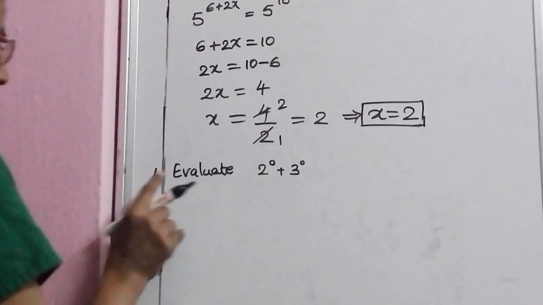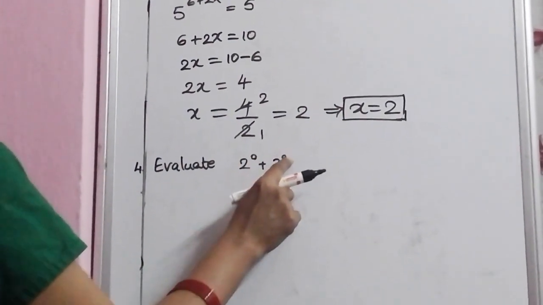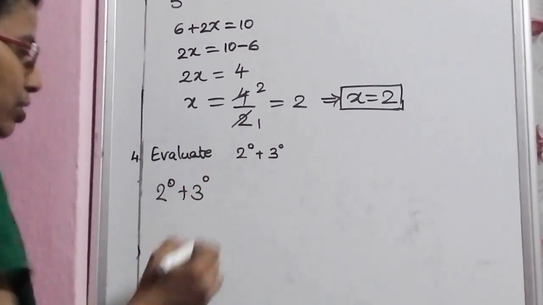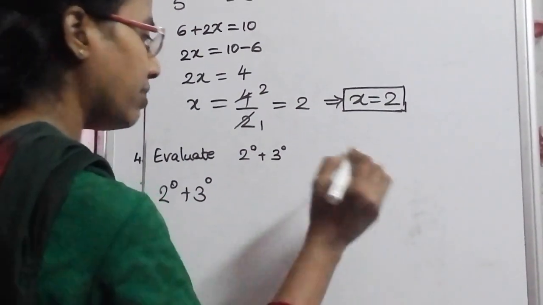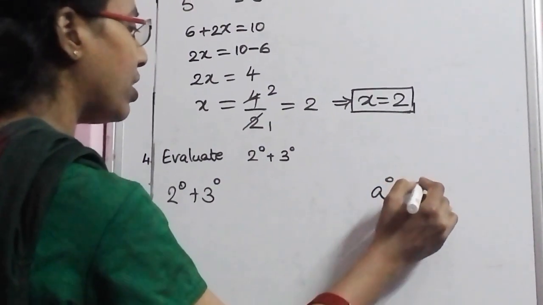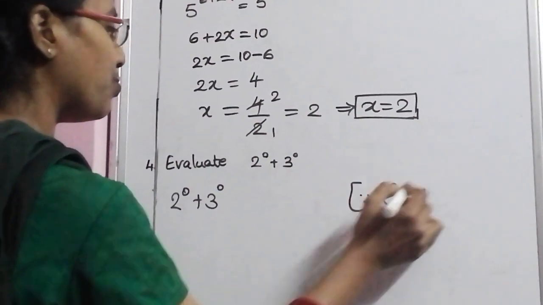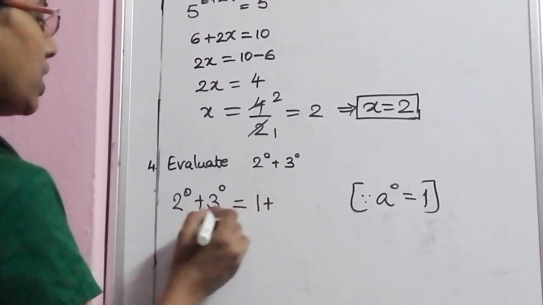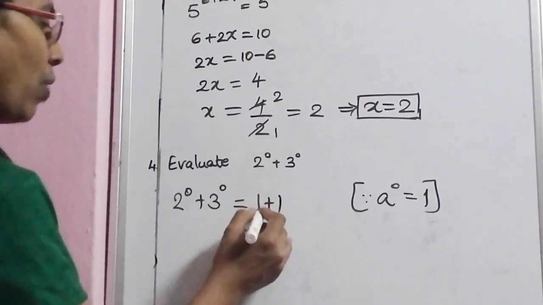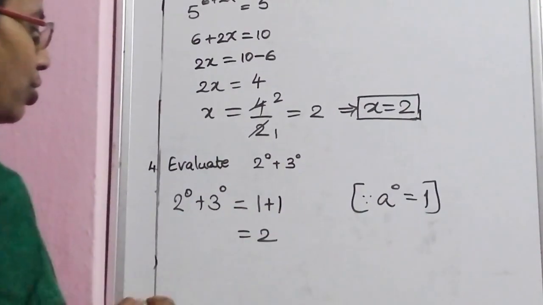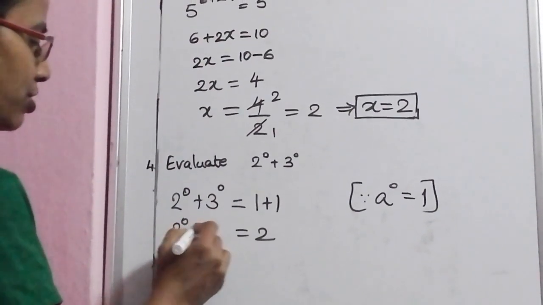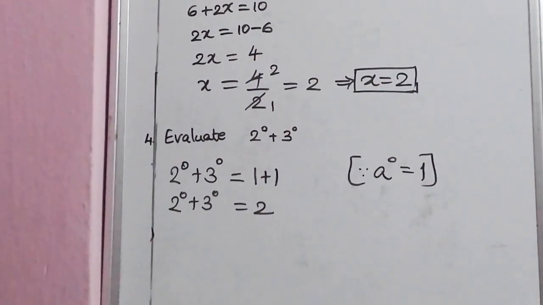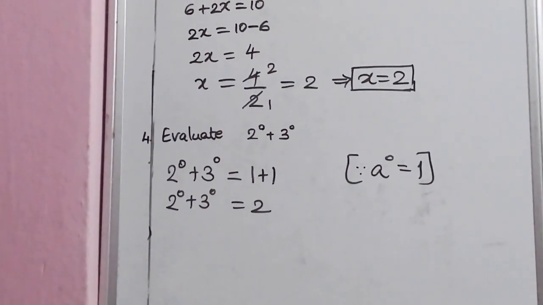The next question is evaluate 2 to the power 0 plus 3 to the power 0. So let's copy the question. So here you know that anything to the power 0 is equal to 1. This we are going to use to find out the value. 2 to the power 0 is 1. 3 to the power 0 is 1. So 1 plus 1 is 2. So you got the answer as 2 to the power 0 plus 3 to the power 0 is equal to 2.